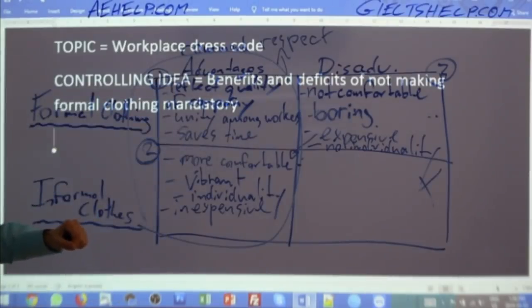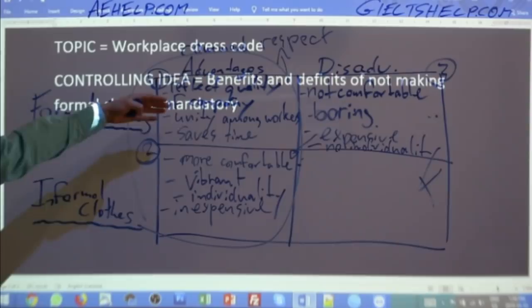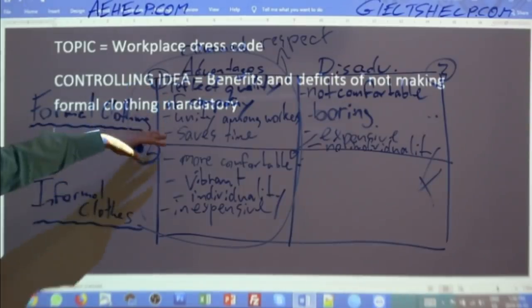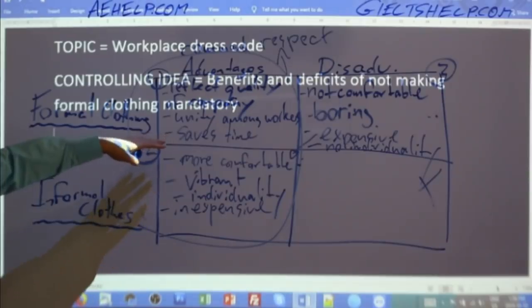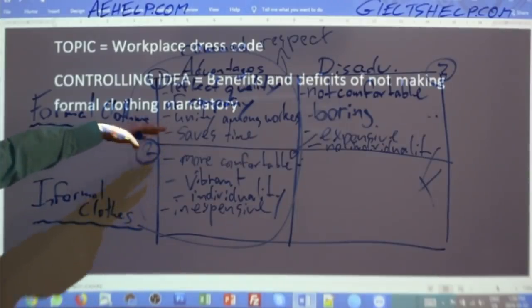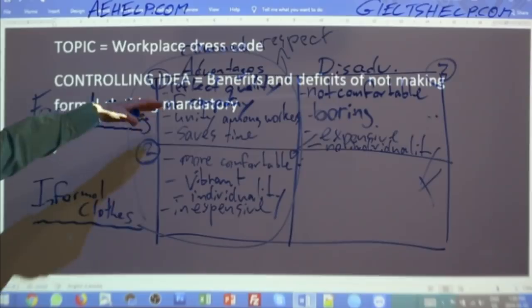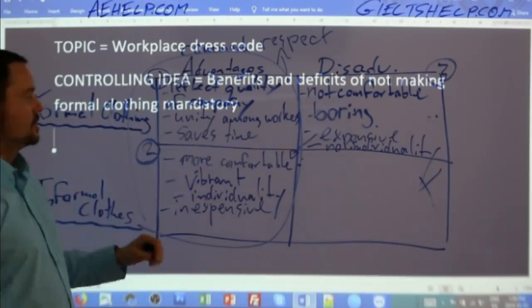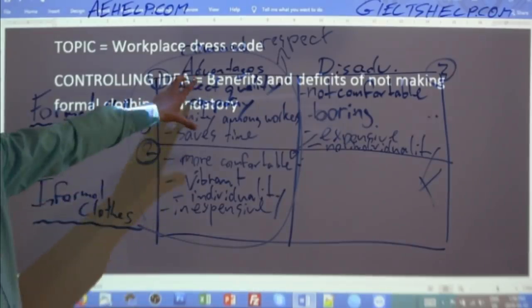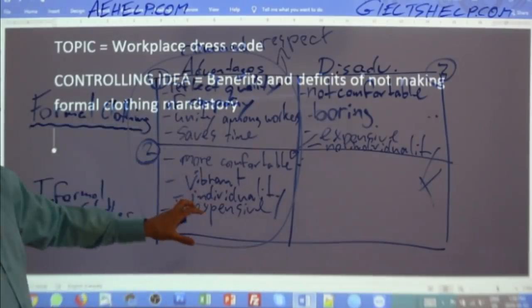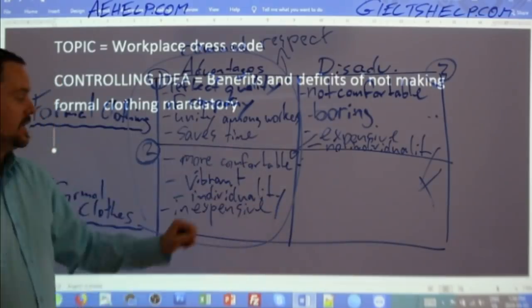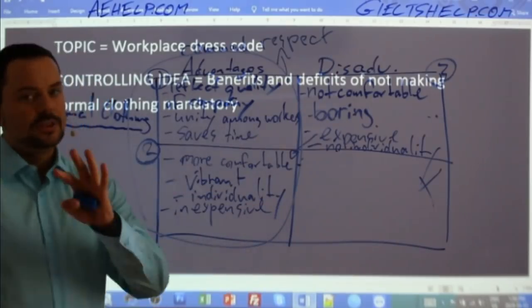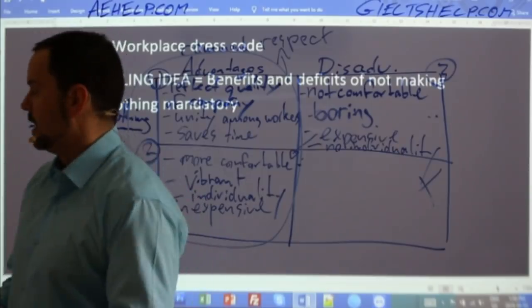So the disadvantage of not having a dress code is that you might lose time. People spend a lot of time getting ready. You have lack of unity among workers. You may not reflect the quality of company if you don't have a dress code, right? So those are the negatives, and these are the positives. You feel more comfortable, you're more vibrant. There's more room for individuality and innovation. Okay, hopefully that's clear. If not, let me know.